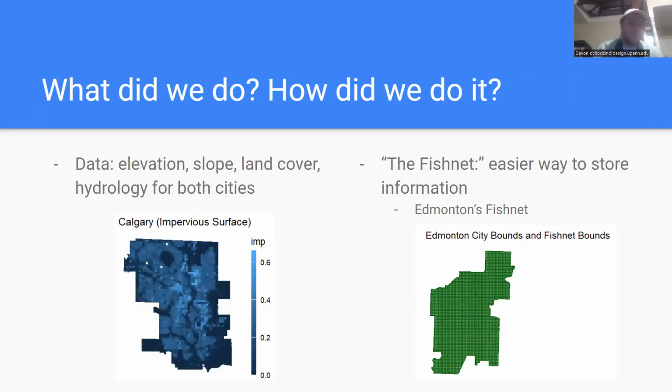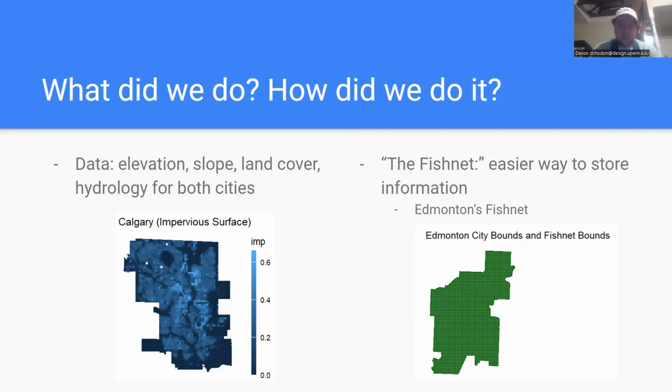How do we do that? Well, we collect identical data points for each city. Things about elevation, slope, land cover, hydrology, and then for Calgary, we already have inundation data. So we can compare these elevation, slope, land cover, etc. factors to inundation, whereas in Edmonton, we can't do that yet.